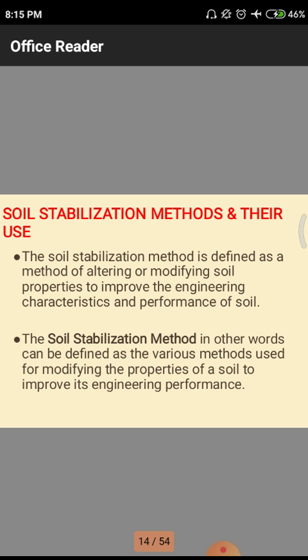Next is soil stabilization methods and their use. What are the different soil stabilization methods in our day-to-day construction work and their usage in different fields? Why? Because if you are constructing a structure, it is limited to a particular area, whether it may be 1,000 square feet or 5,000 square feet for an apartment or a small structure.